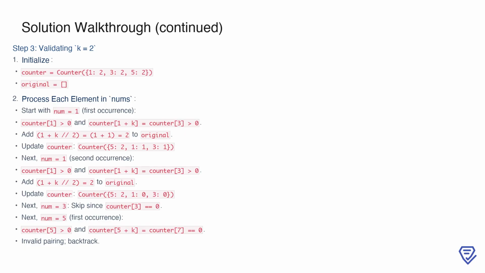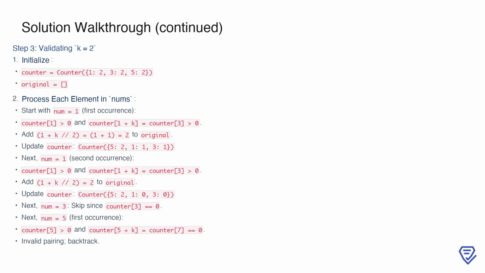For number equals 1, second occurrence, the same check passes, so we add another 2 to original and update the counter again. The counter becomes Counter({5: 2, 1: 0, 3: 0}). For number equals 3, we skip it as its count is 0.